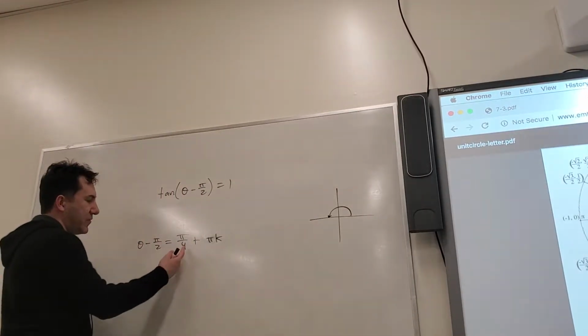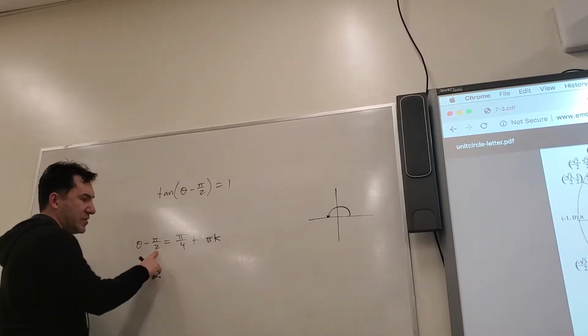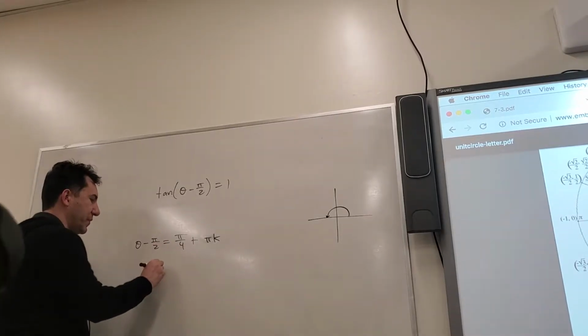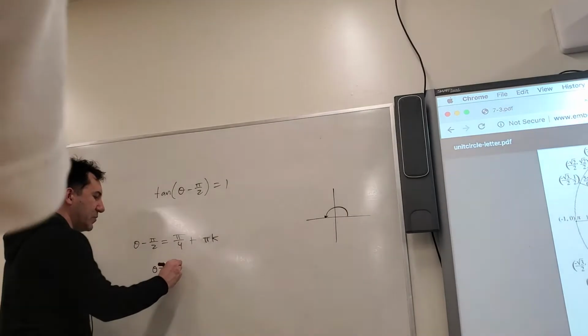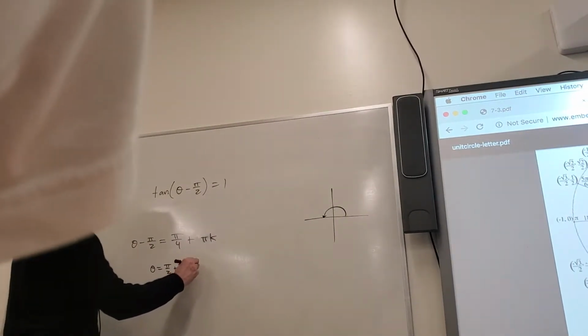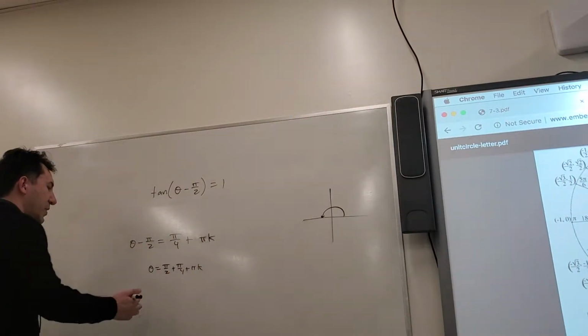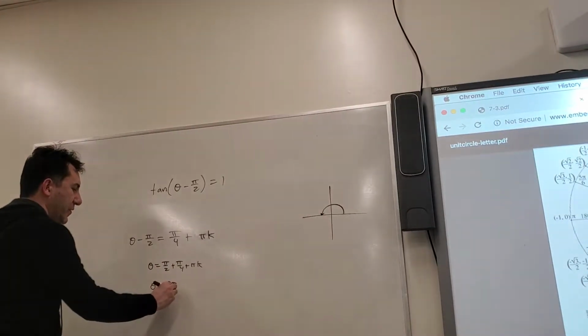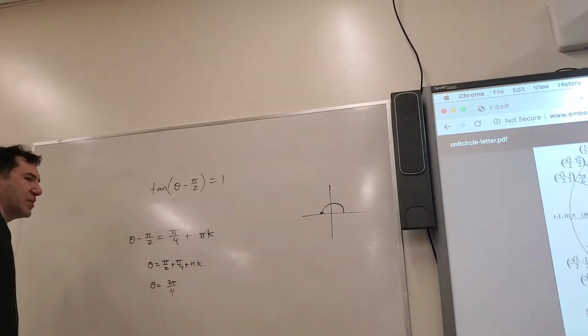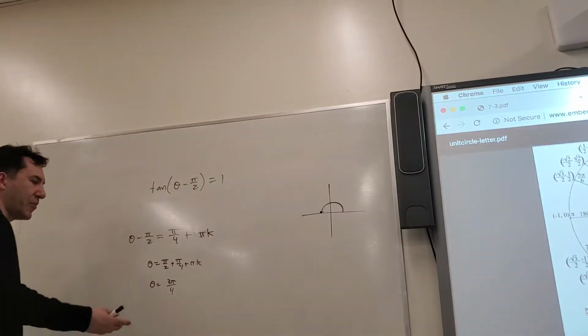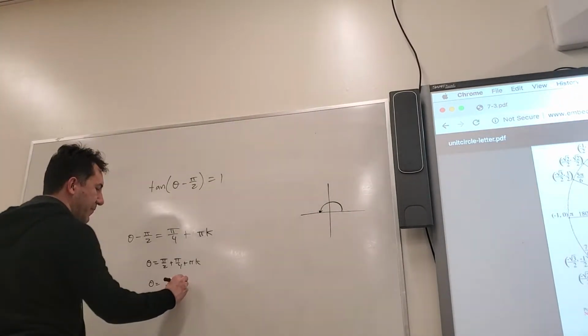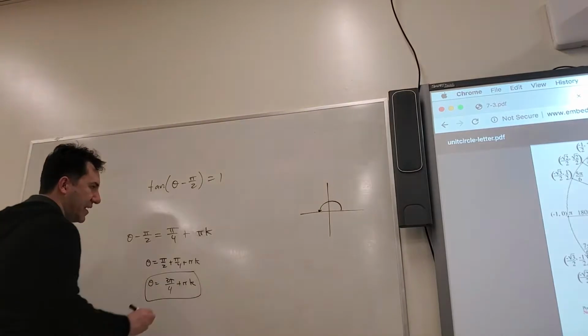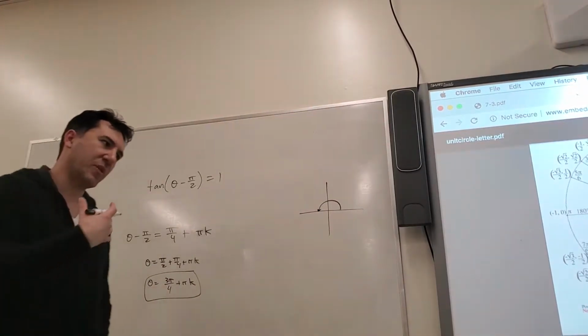So we kick the pi over 12 over. We're not multiplying, this is just a number. We move it over. So pi over 12 plus pi over 4 plus pi k. Get the same denominator, and we get 3 pi over 4 plus pi k. Okay, that's the solution. It's the generating solution set, right?